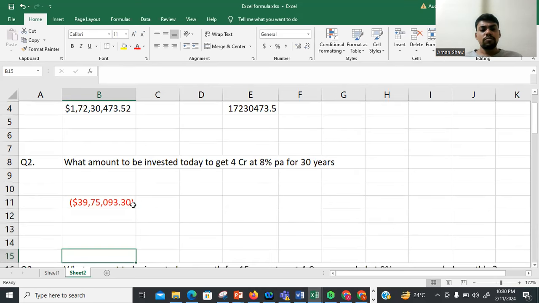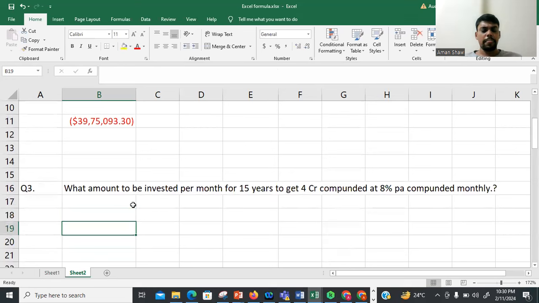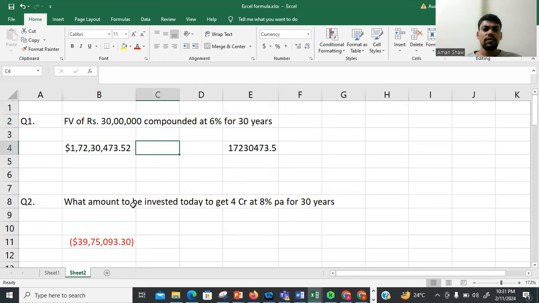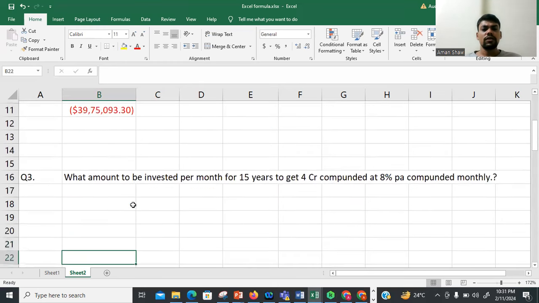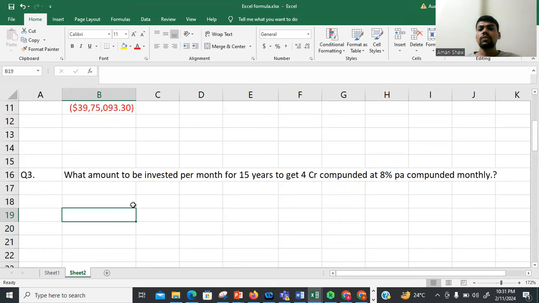Okay. Now let's move on to the next question. I hope you are understanding how to use present value and how to use future value, right? So the next question is, what amount is to be invested per month for 15 years to get 4 crore, compounded at 8%?